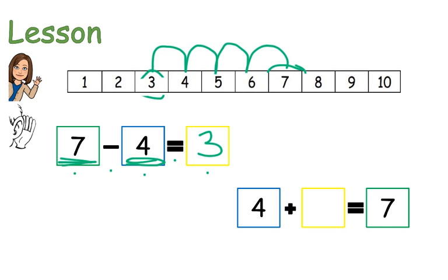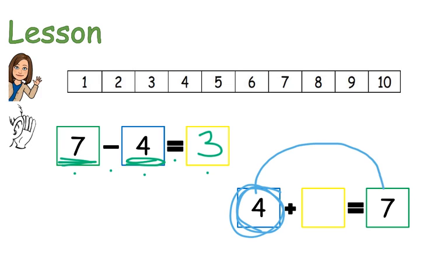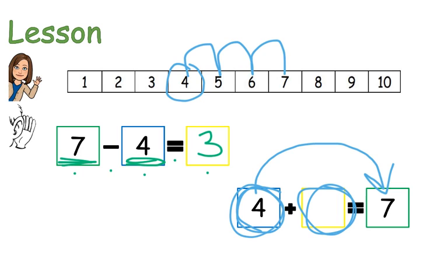Now let's look at it the addition way. We're going to start at 4 and we need to get to 7. So we have to figure out how many more we need to get to 7. So let's see, 4. 1 hop, 2 hops, 3 hops. Oh, 3 hops.